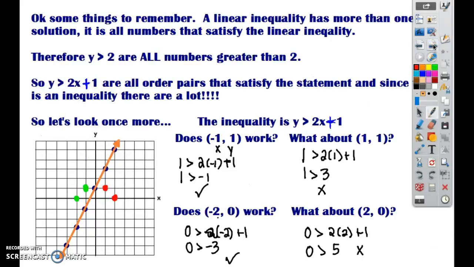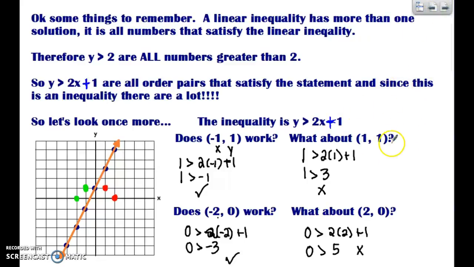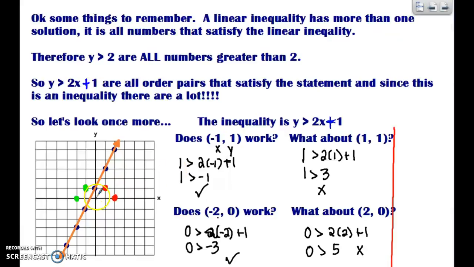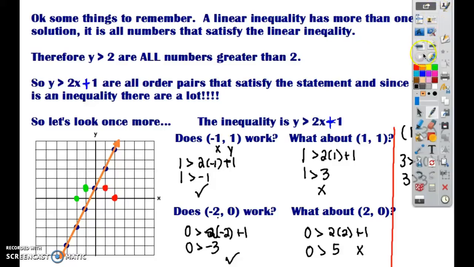So this is what's happening. Let's do 2 more. Let's do a point on the line. Okay, I heard somebody say (1, 3). Try (1, 3). Okay, let's see if (1, 3) works. (1, 3), do you work? Are you a solution? So we will be saying 3 is greater than 2 times 1 plus 1. All right? 2 times 1 is 2, plus 1 is 3. Is 3 greater than 3? No. That doesn't work.